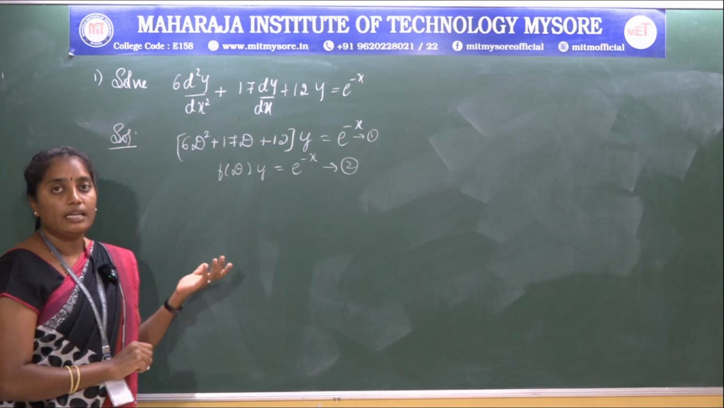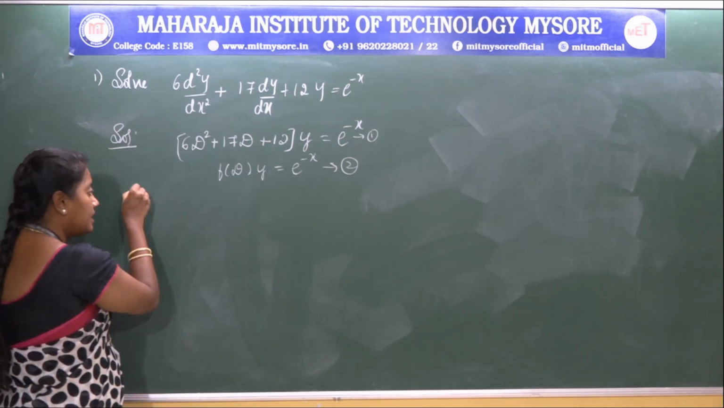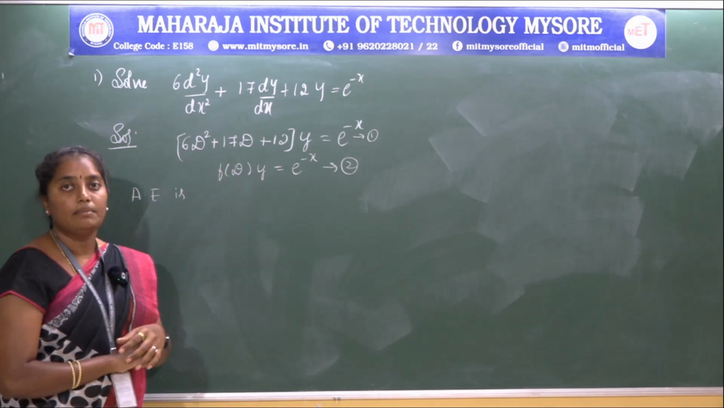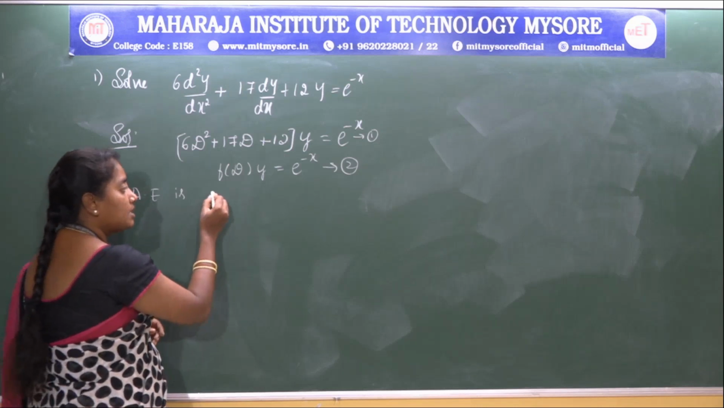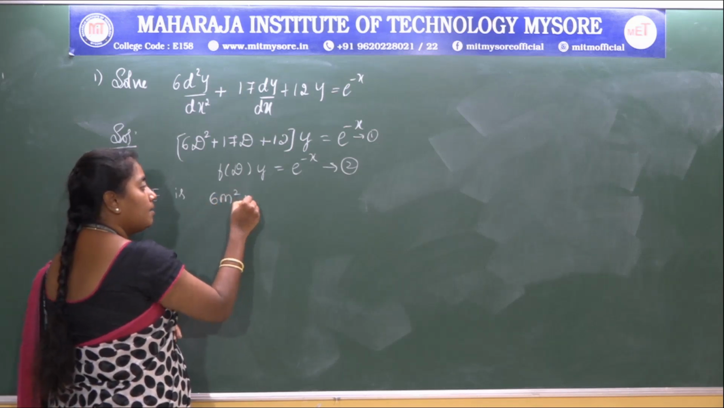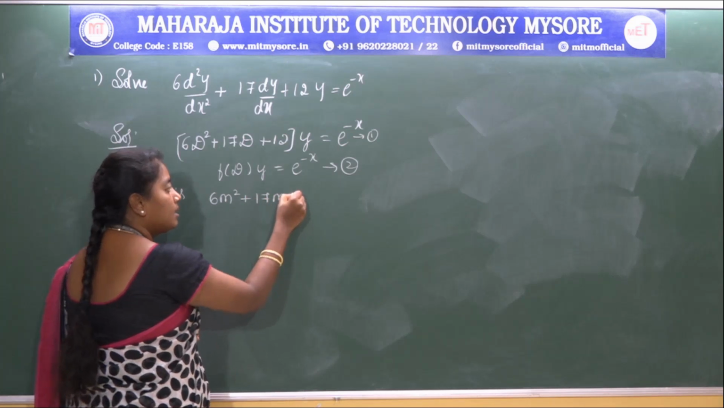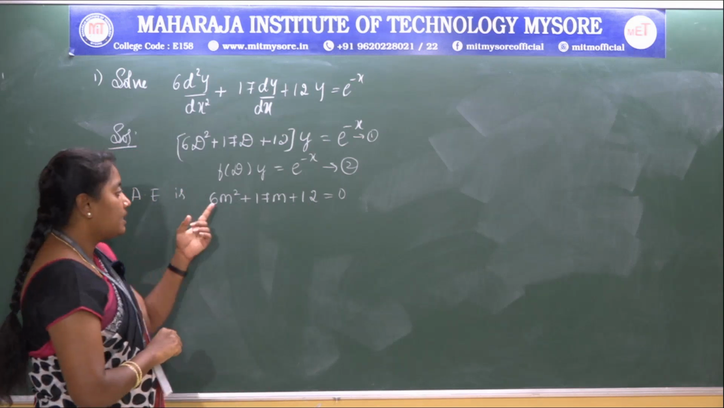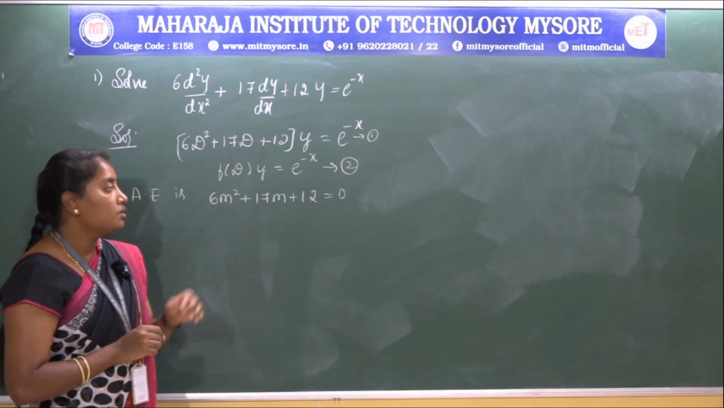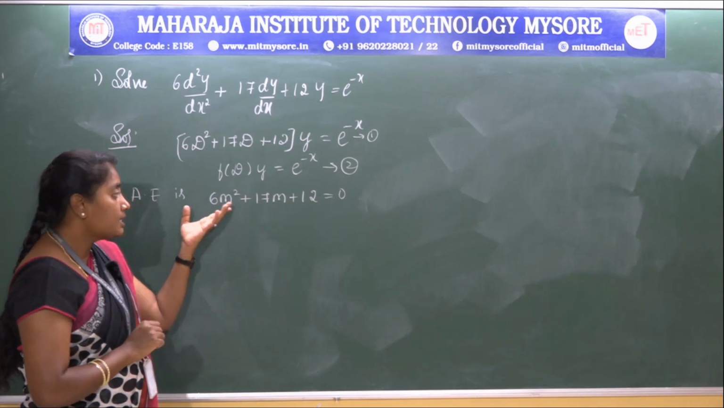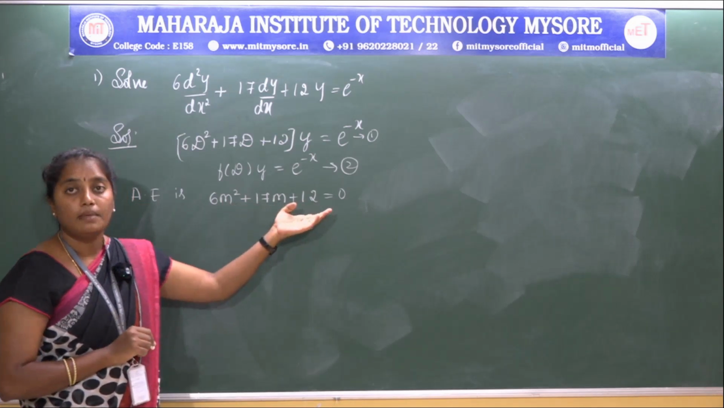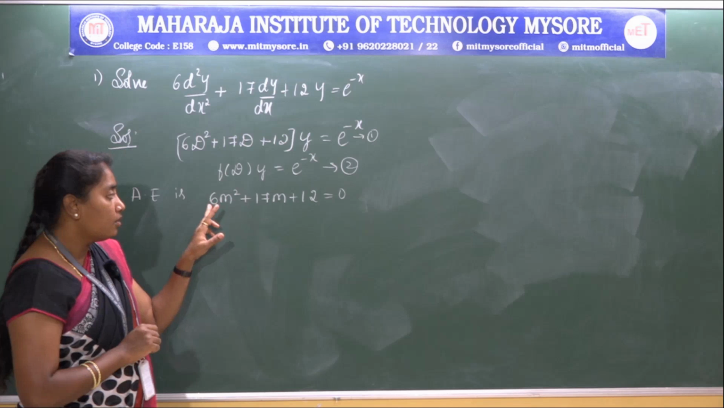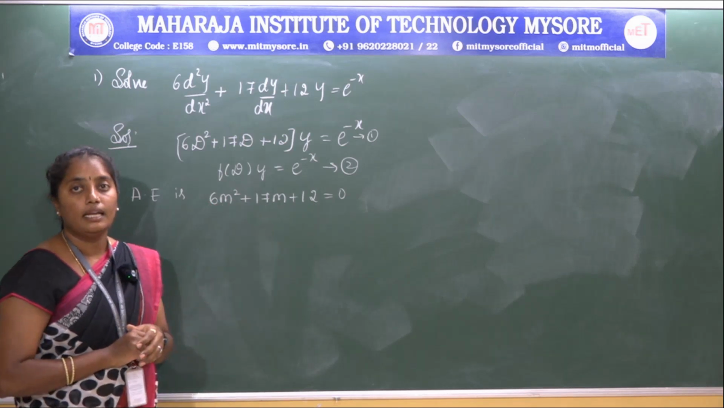Now to find the complementary function, write the auxiliary equation by replacing D by m in equation number 1. So the auxiliary equation is 6m square plus 17m plus 12 equal to 0. By replacing D by m, we get a quadratic equation in the form 6m square plus 17m plus 12 equal to 0. So we have to factorize this. Here the coefficients are 6, 17 and 12.